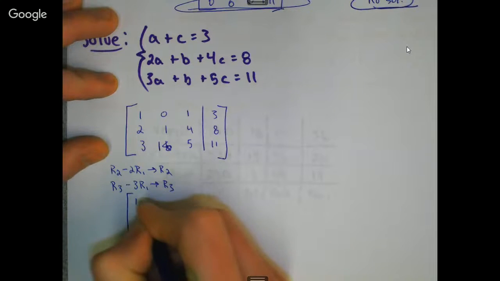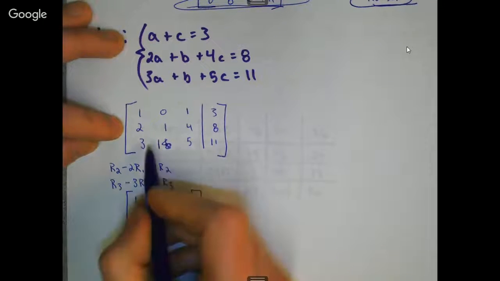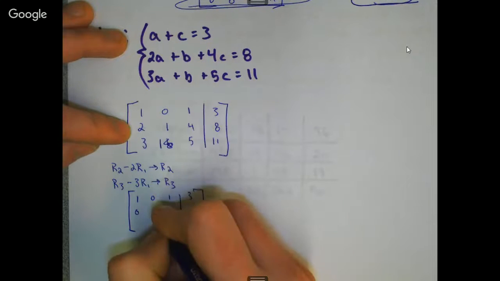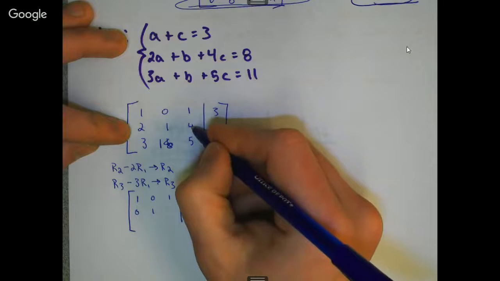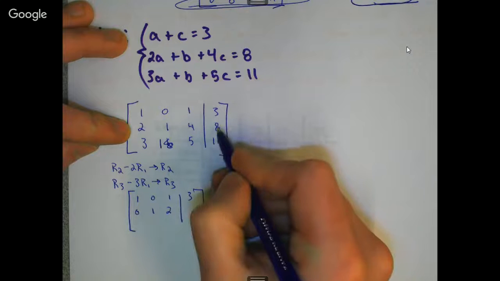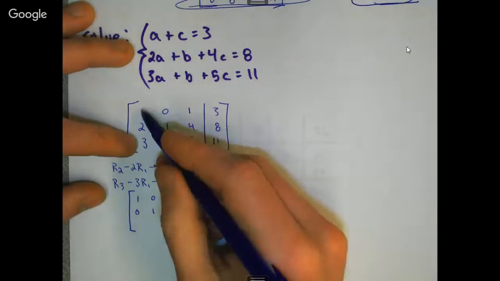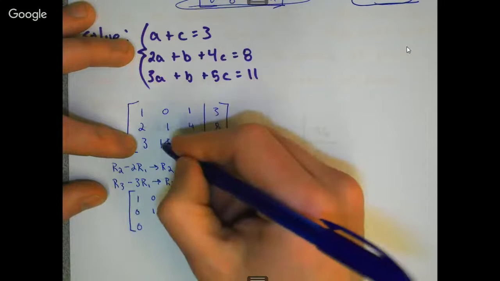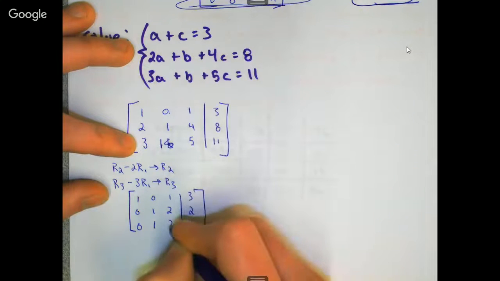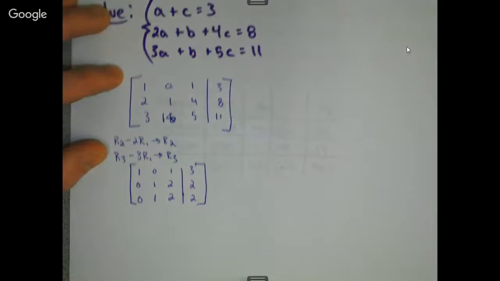So row 1 is good. Okay, so that's 2 minus 2, 0. That's 1 minus 0 is 1. That's 4 minus 2 is 2. And that's 8 minus 6, which is 2. 3 minus 3 is 0. 1 minus 0 is 1. 5 minus 3 is 2. 11 minus 9 is 2. Now you might see here what's going to happen.